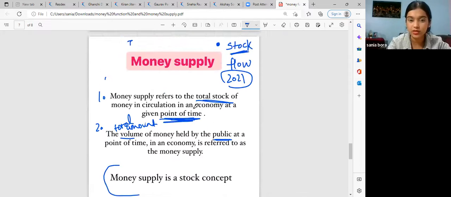Just write it down. Just write money supply and then write one or two. But this one is compulsory.